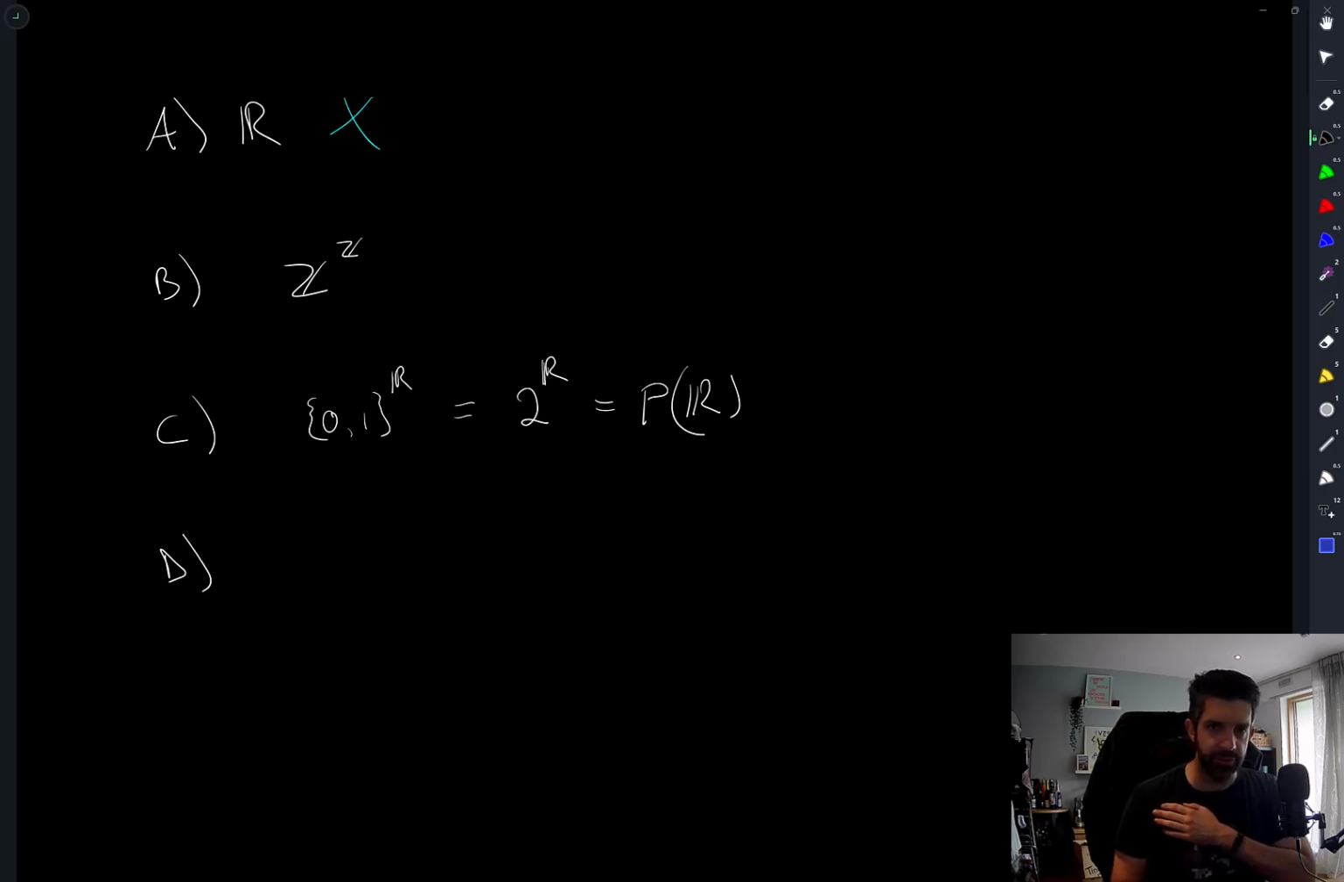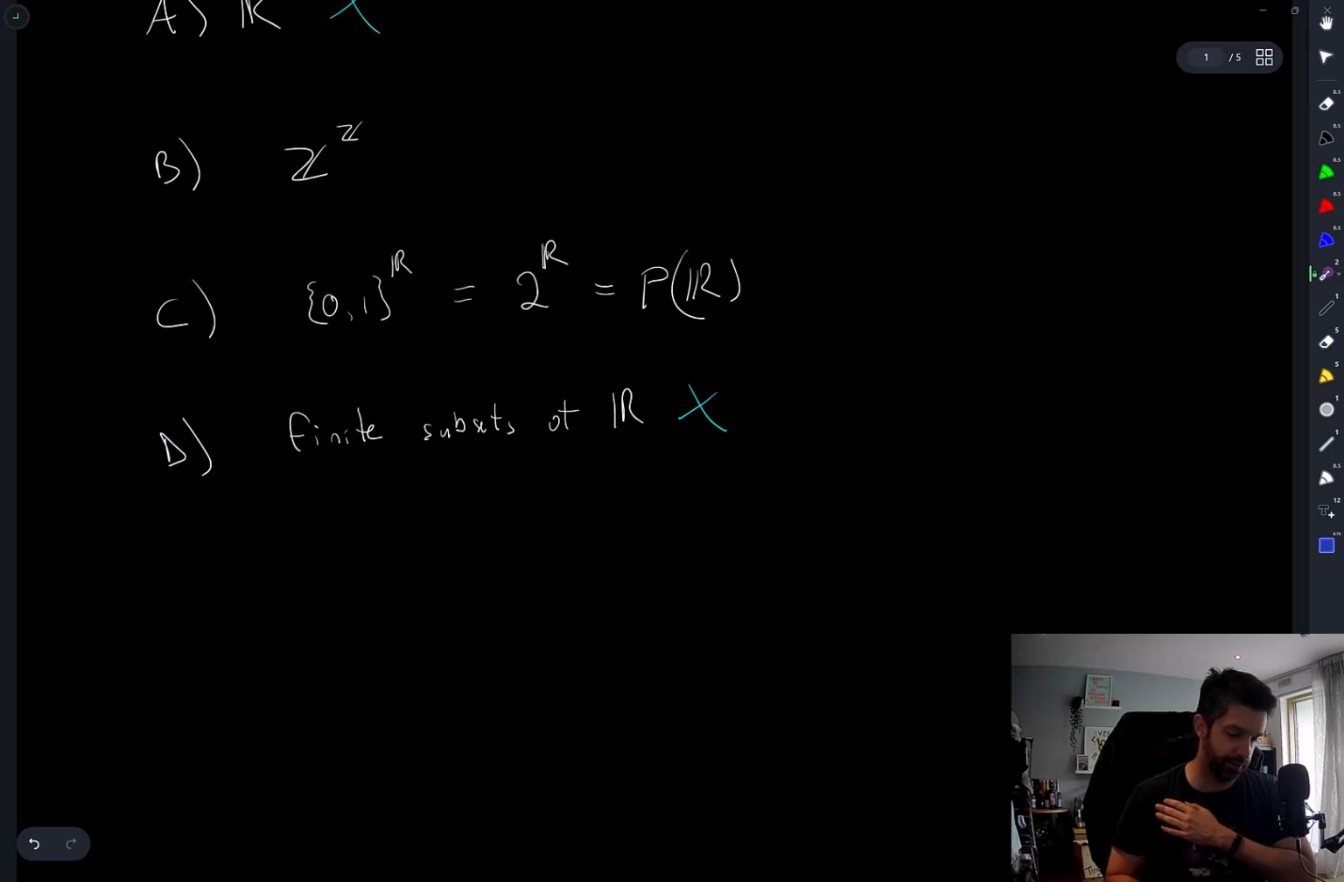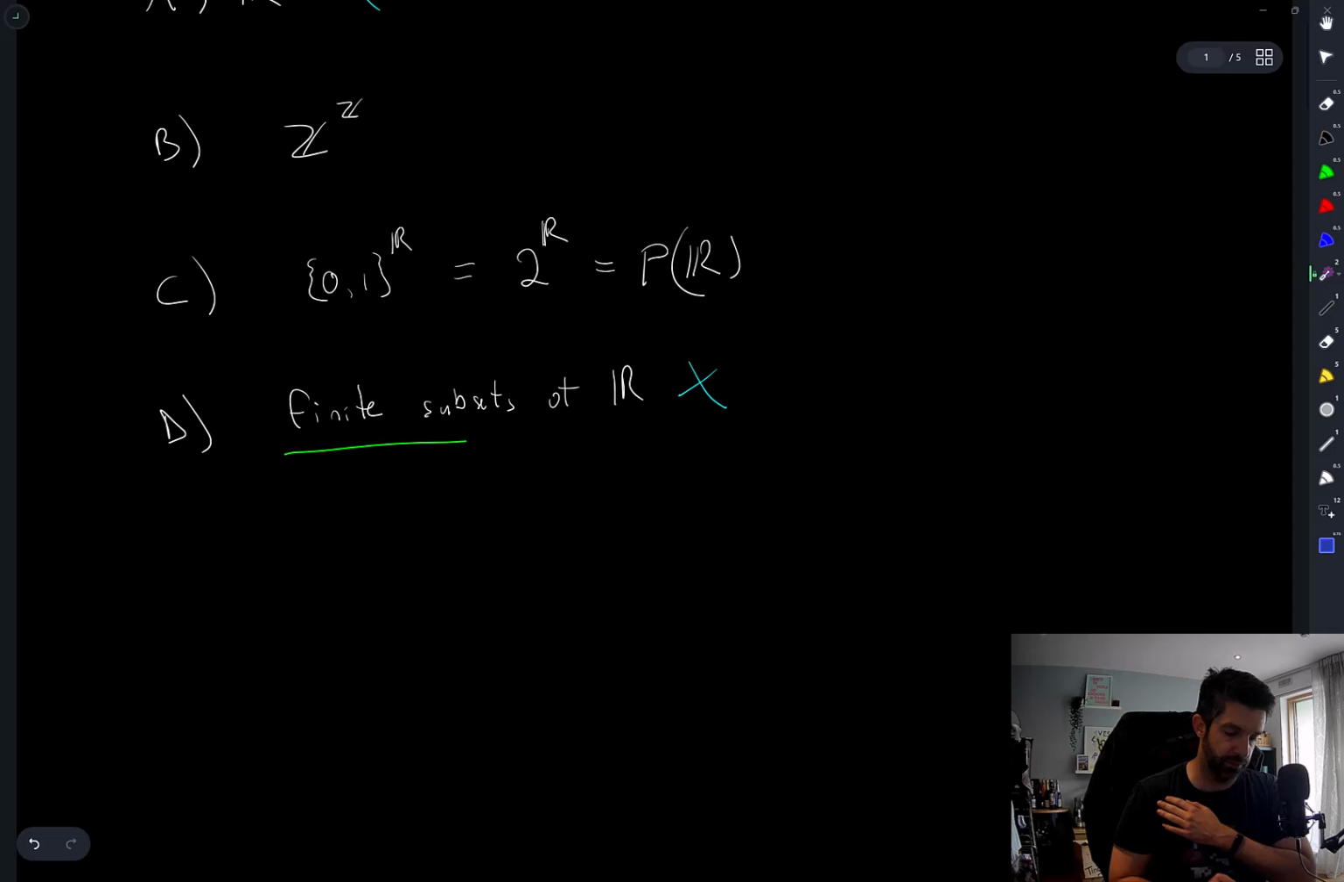Option D, the set of all finite subsets of R. Given that we have this identity, that this is essentially equivalent to the power set of R, this certainly can't be the answer. At least the cardinality of this set is less than or equal to the cardinality of that set, because if we only look at finite subsets, those are of course all contained in the set of all subsets.